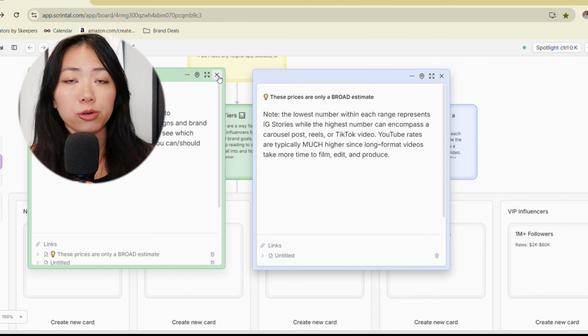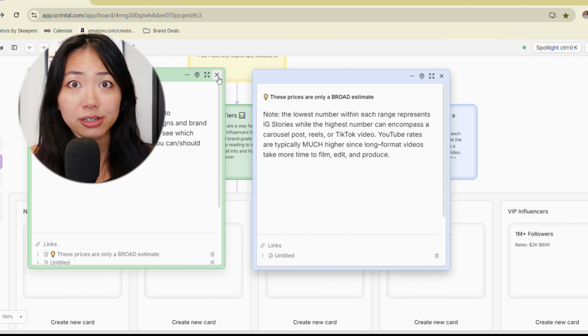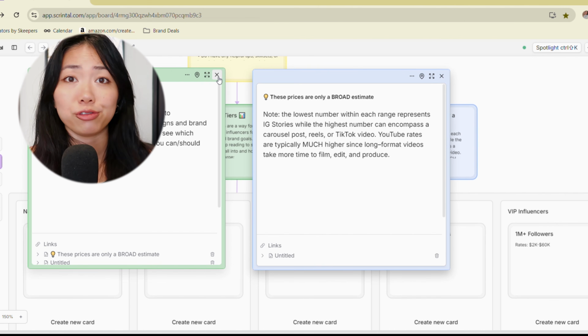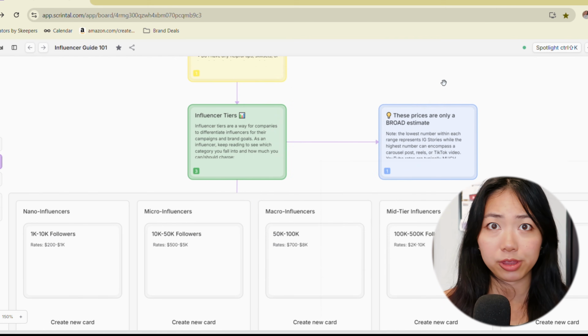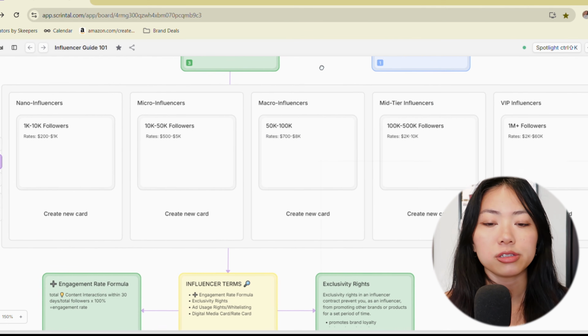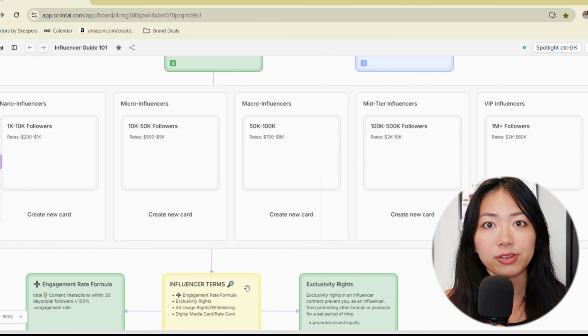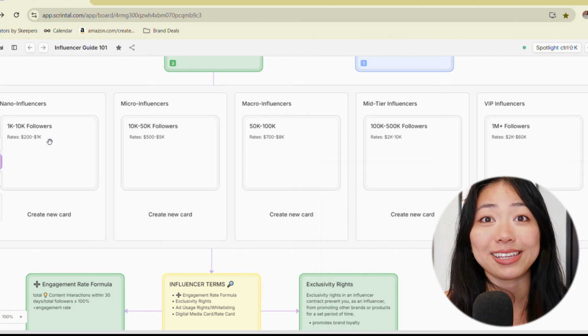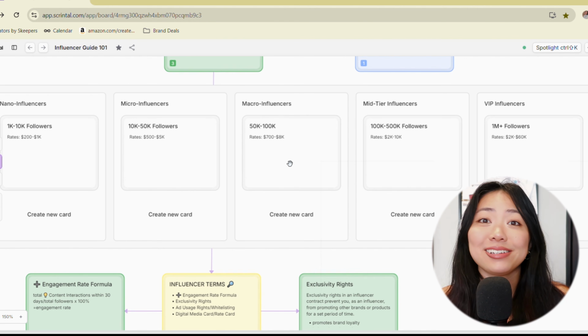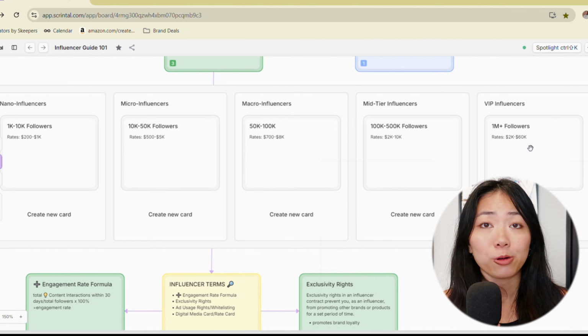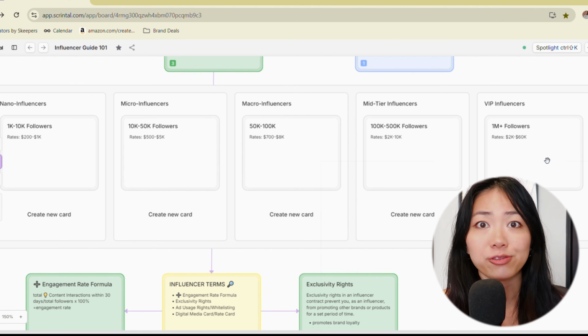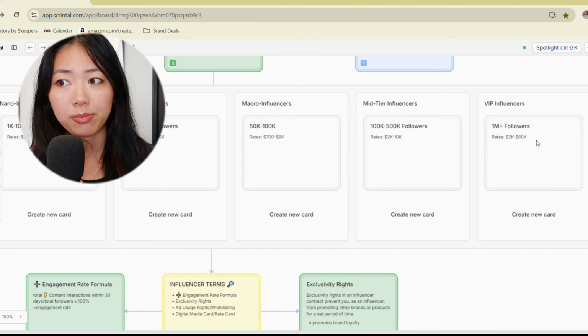These numbers are also only based off of Instagram and TikTok rates because YouTube rates are typically much higher because they take more time to film, produce, and edit. The lowest number within each category can represent Instagram stories, while the highest number will represent your Instagram carousel, Instagram Reels, or TikTok videos. And yes, influencer rates can get that high, but hey, a job is a job, and some companies are willing to pay a lot for a successful marketing campaign, especially if that marketing campaign reaps the returns and it increases their overall sales or produces more brand awareness.